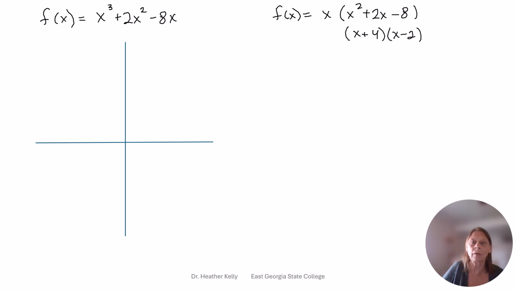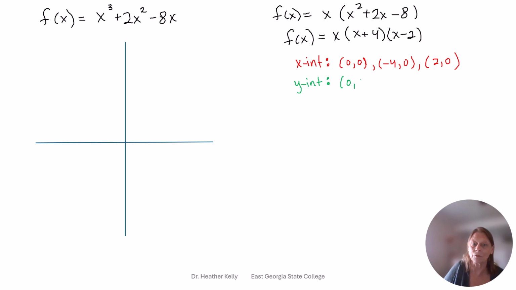If you're still struggling a bit with factoring, just keep on practicing. Okay, and now let's go ahead. It's in factored form here. Let's get our x-intercepts. Well, we have a solo x there, so we know we're going to have 0, 0. We have negative 4, 0, and 2, 0. Let's find our y-intercept. That's easy because we've already found our x-intercept being 0, 0, so we know we have a y-intercept of 0, 0.